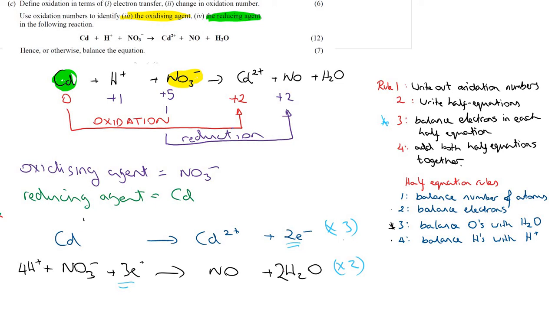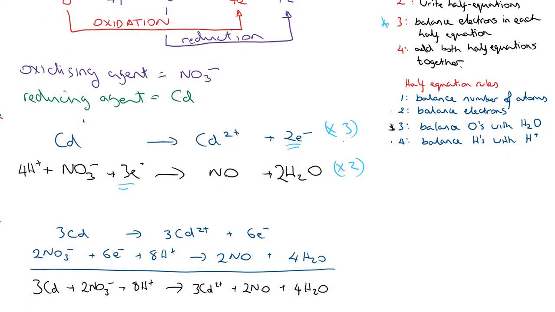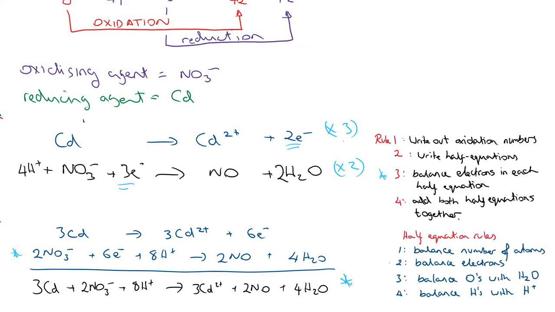Because there'll be 6 on the left and 6 on the right when I add them together, I don't need to include them in the overall equation. In fact, we don't include electrons in the overall equation. So I'm going to move that down now. Multiply the top line by 3, that's 3 cadmium goes to 3 cadmium ions plus 6 electrons, and I've multiplied the nitrate side by 2 here. And then I've just added the 2 lines together. 3 Cd plus 2 nitrates, NO3 minus, plus 8 H plus, goes to 3 Cd2 plus, 2 NO plus 4 H2O. And that's the balanced equation done, with a reminder of the rules on how to do it there.